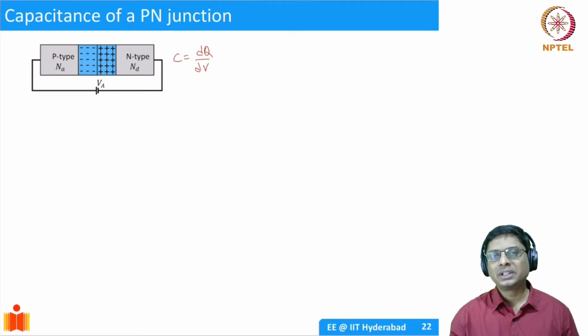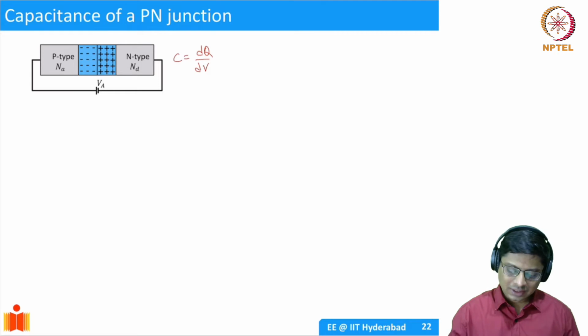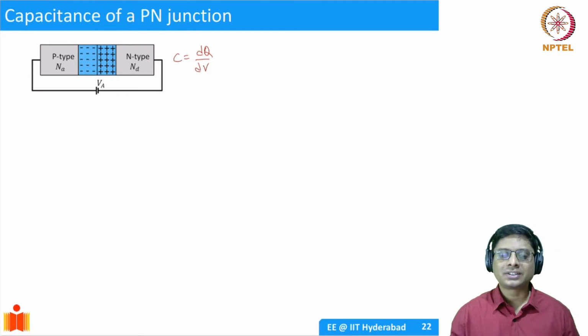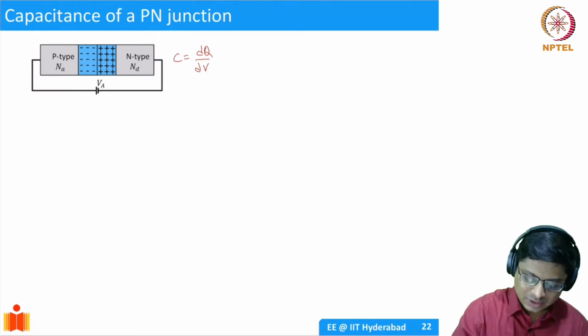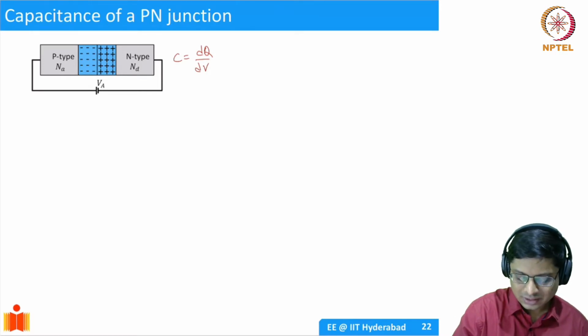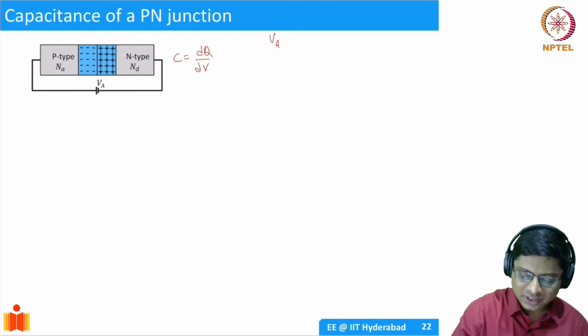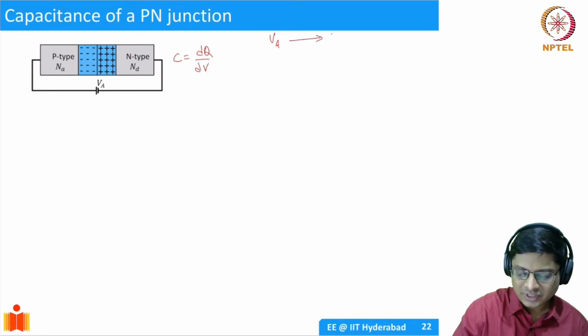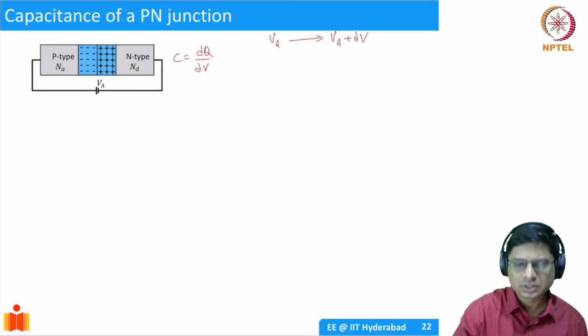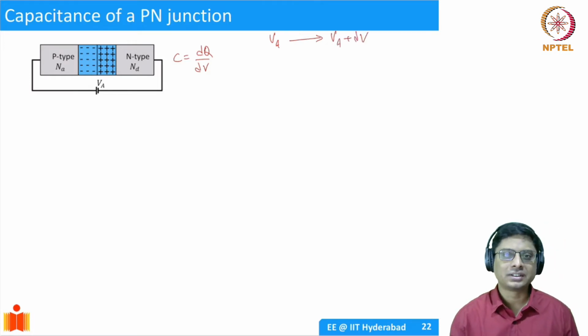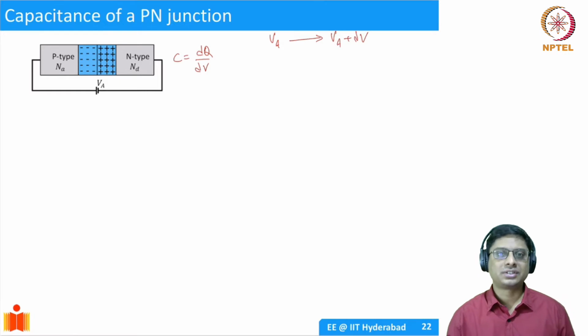But for a diode, we need to analyze what happens to the charge as you change the voltage. That will give us the capacitance. So how do we do that? Let's go back to the basics and look at the space charge in a diode. Let's say we apply a voltage VA, and then we change that voltage to VA plus delta V. So I'm adding a small voltage. What happens to the charge?